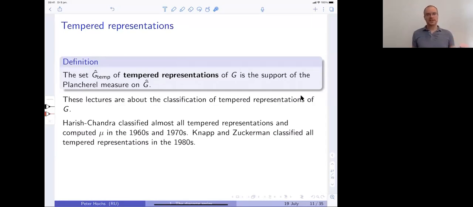And the goal of these three lectures is to say as much as possible about how to classify the tempered representations of G.